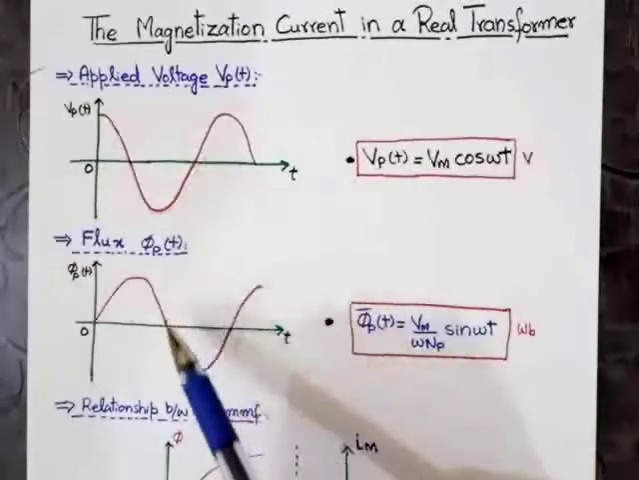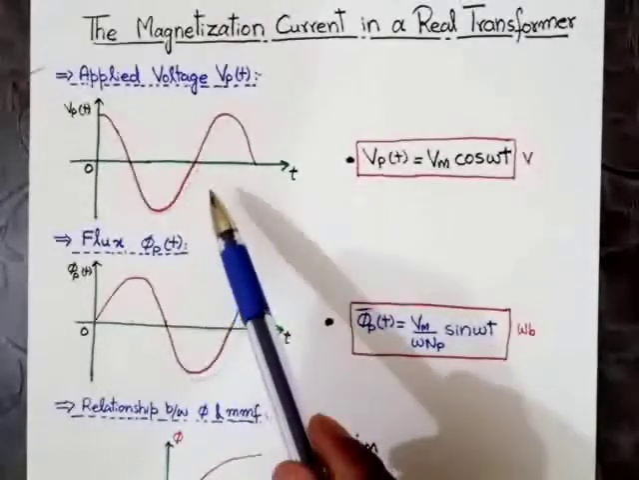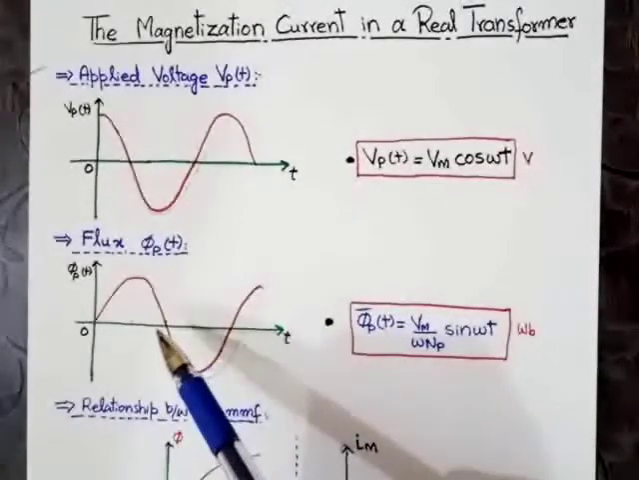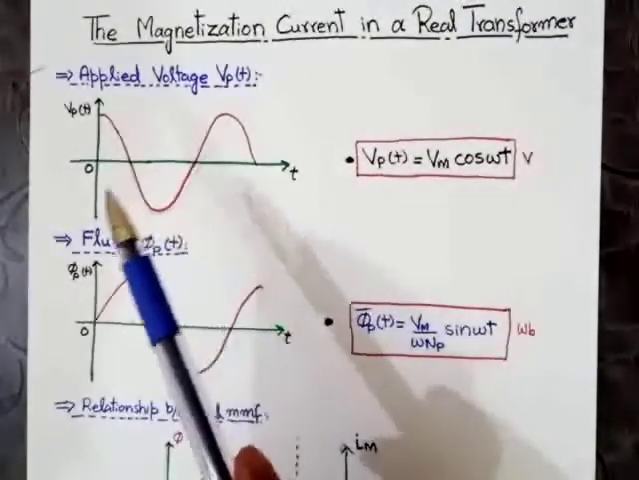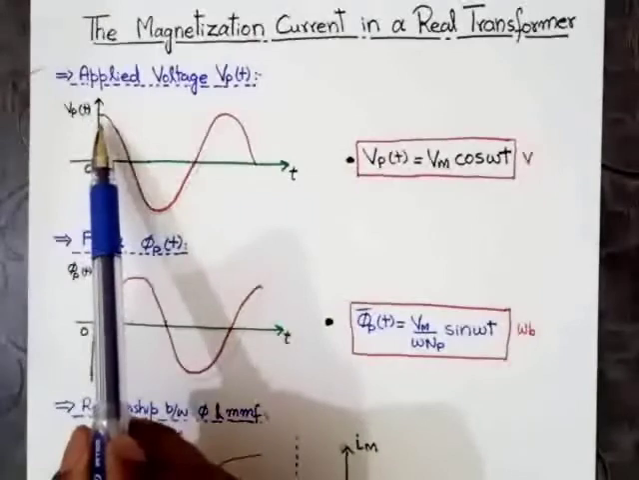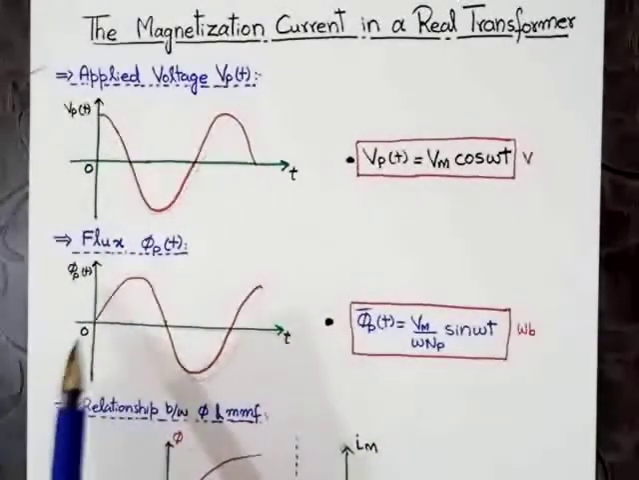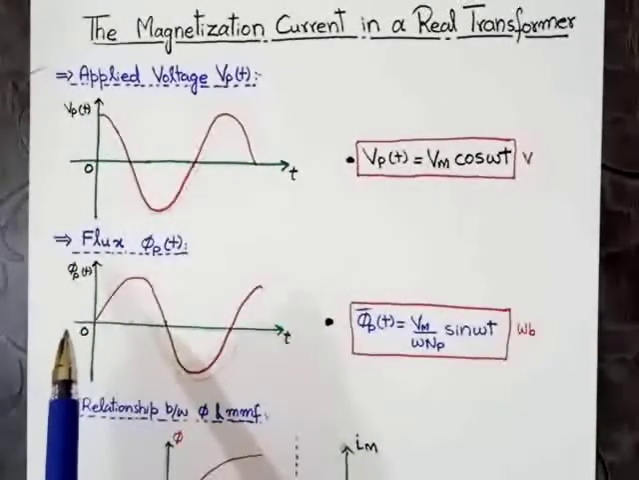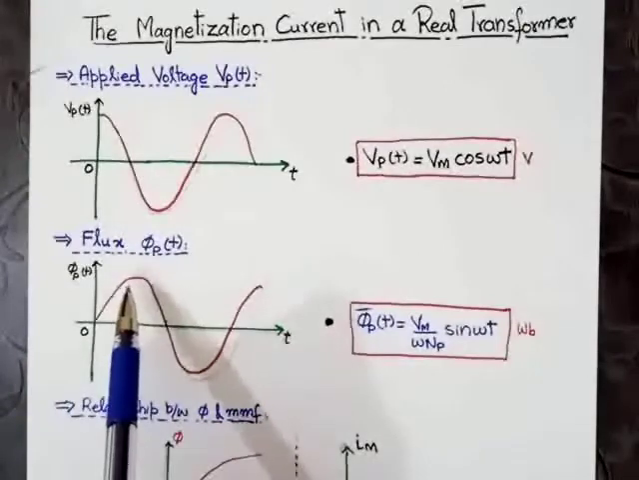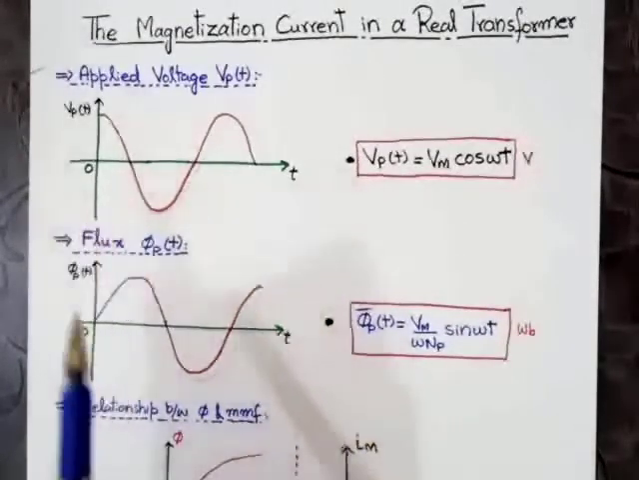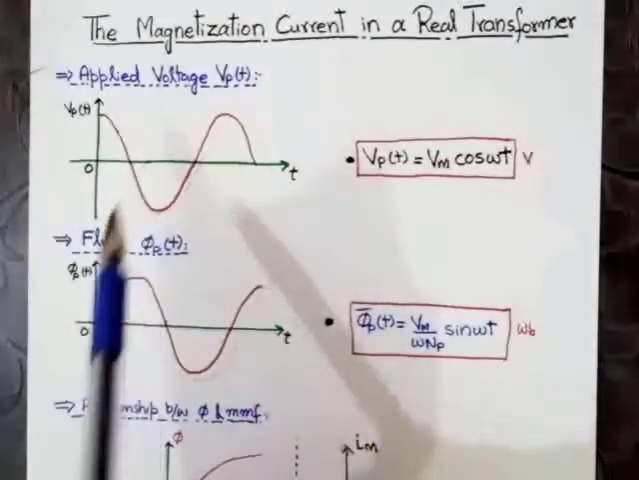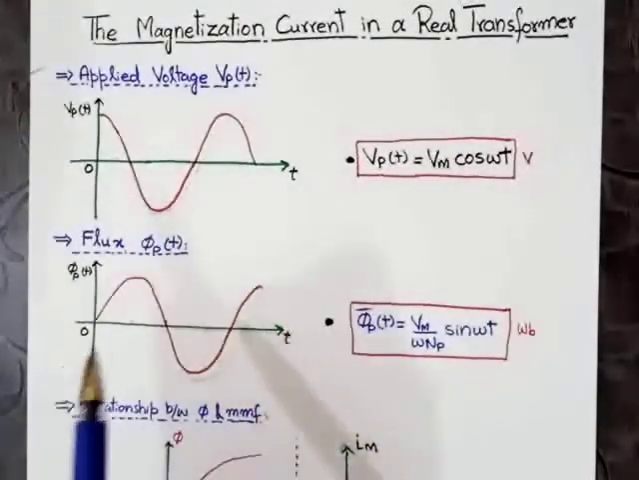So from these two waveforms, as you can see, when the applied voltage is maximum, then the flux will be minimum. When the flux is maximum, then the applied voltage will be minimum. That is, the phase difference between applied voltage and the flux is 90 degree.